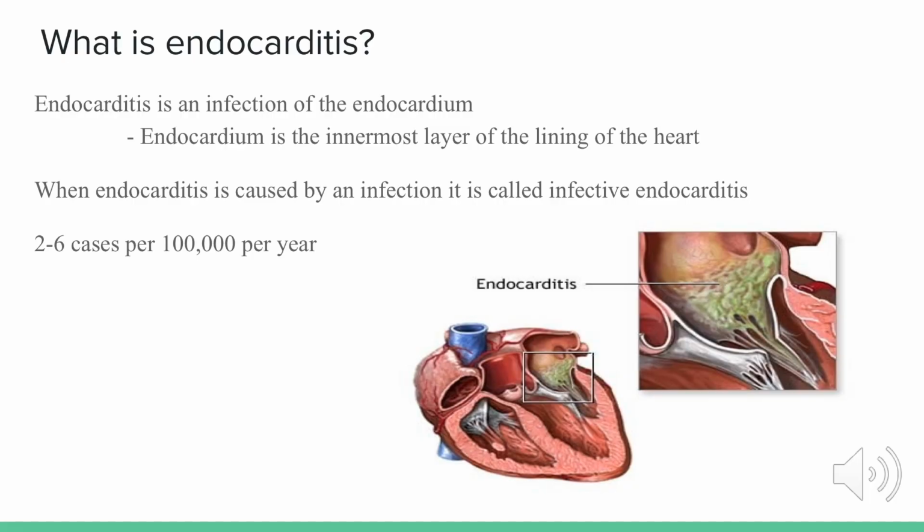What is endocarditis? It's an infection of the endocardium, which is the innermost layer of the lining of the heart. When endocarditis is caused by an infection, it's called infective endocarditis, and there are 2 to 6 cases per 100,000 a year.